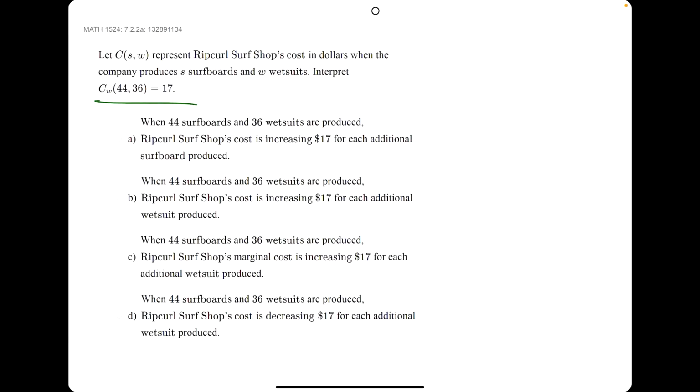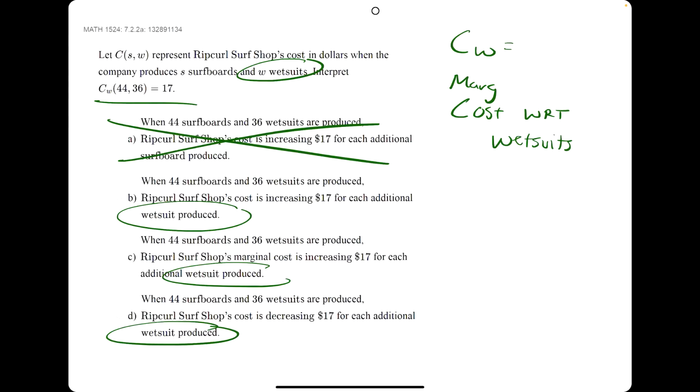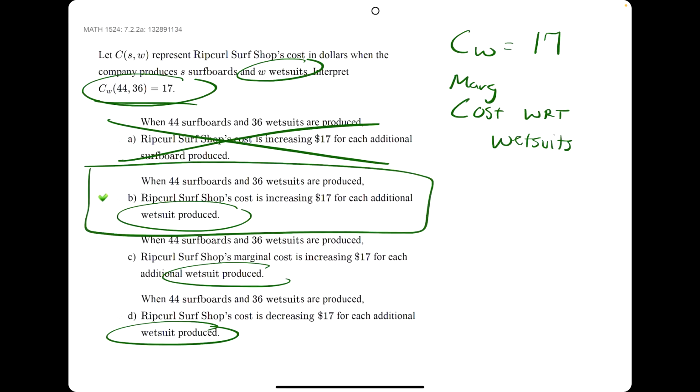Let's do one more real quick. We see C_W. C represents cost and W represents wetsuits. And so C_W is the partial derivative of cost with respect to W. In other words, the marginal cost with respect to wetsuits. So at the end of the statement, we should see the words wetsuit produced. We can eliminate A. And then because C_W is equal to 17, that's telling us the cost should be increasing by 17 per wetsuit. And that's what option B says. And we're done.